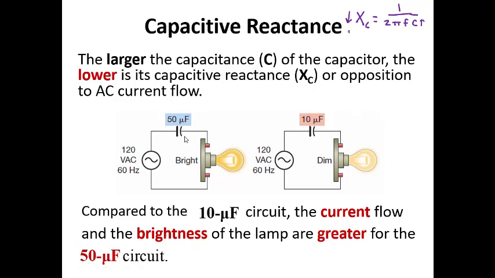So if we look here, when this is bigger, if it's in series, the light is brighter. If the capacitance is less, the light would be dimmer. So it's an inverse proportion. So when C goes up, XC goes down, and when C decreases, XC goes up.